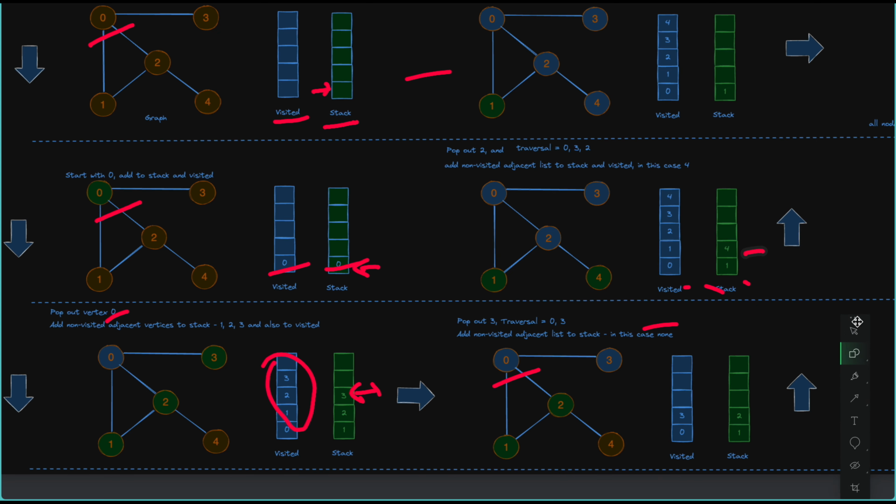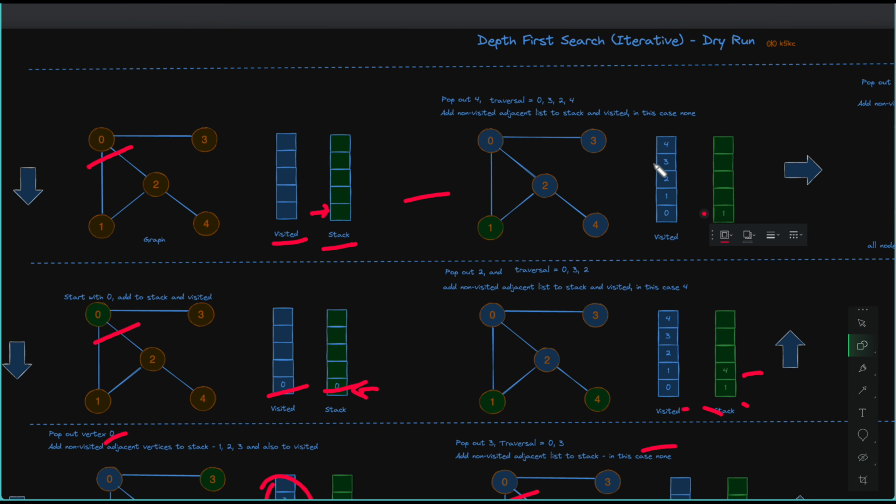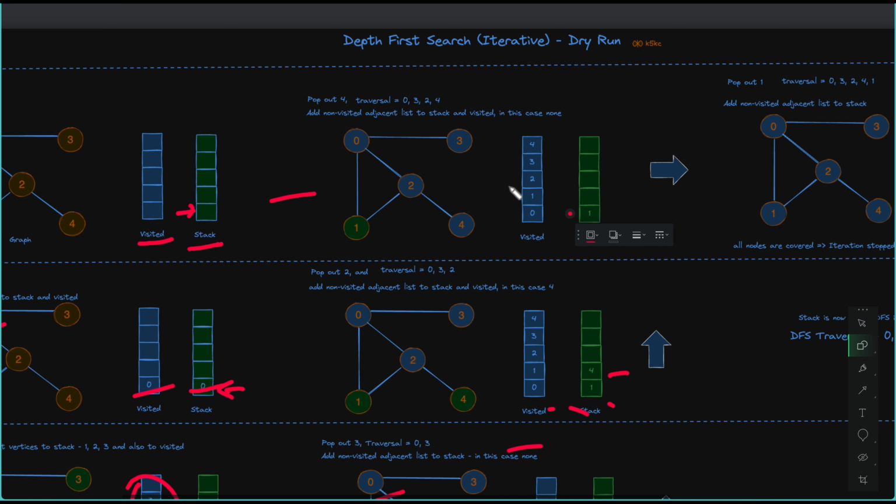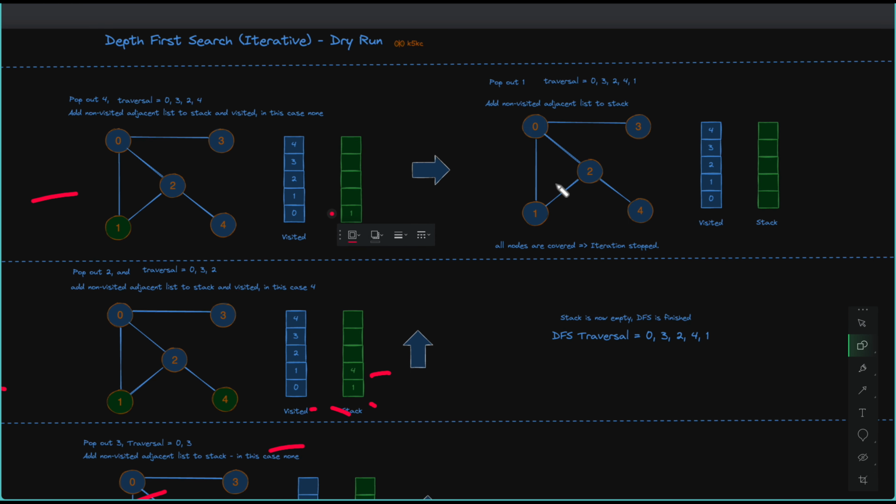Once we do this, we pop out 4 because that was at the top of the stack, and mark it as processed because there is no adjacent element next to it which is not in visited. Then we pop out 1, which is the remaining element in the stack. Again, there is no element next to 1 which is still not visited, so we don't have anything to add to the stack, and now the stack is empty.